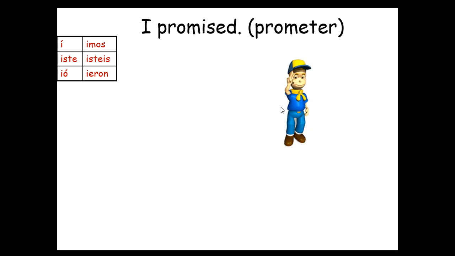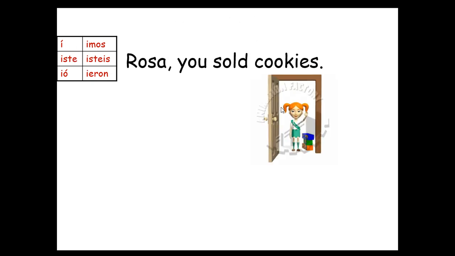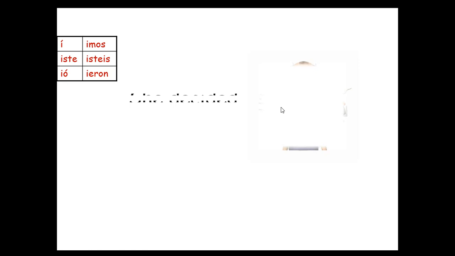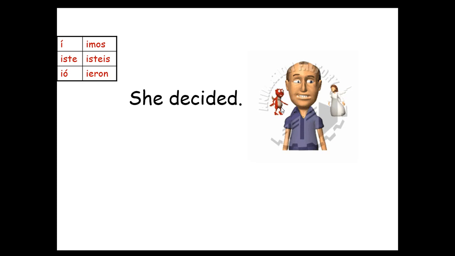¿Cómo se dice I promised? Prometí. ¿Cómo se dice Rosa, you sold cookies? Vendiste. ¿Cómo se dice cookies? Anybody remember? Galletas. ¿Cómo se dice he ran? Comió. Corrió. Perdón. She decided. Decidió.